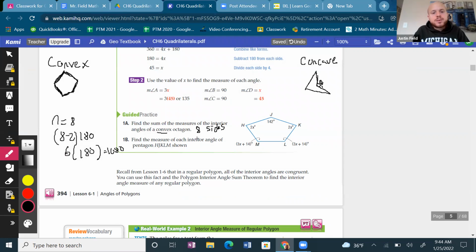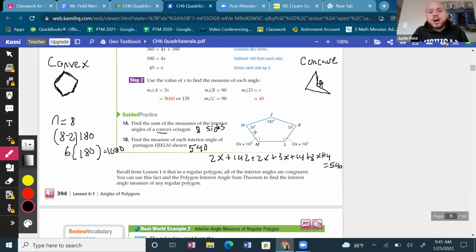1080. So that's the sum. Find the measures of the interior angles of a pentagon. So we know a pentagon is 540, right? From the table above. And so we could just set up the equation 2x plus 142 plus 2x plus 3x plus 14 plus 3x plus 14 equals 540.